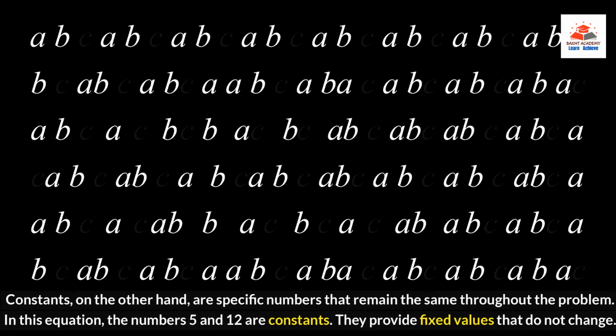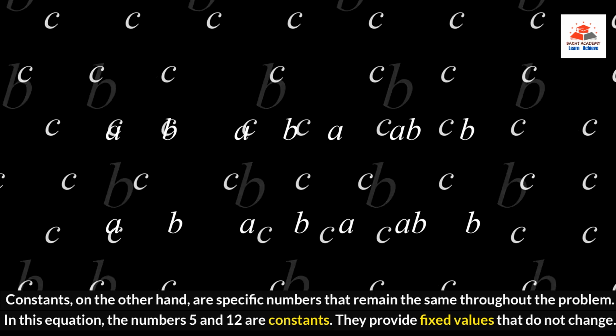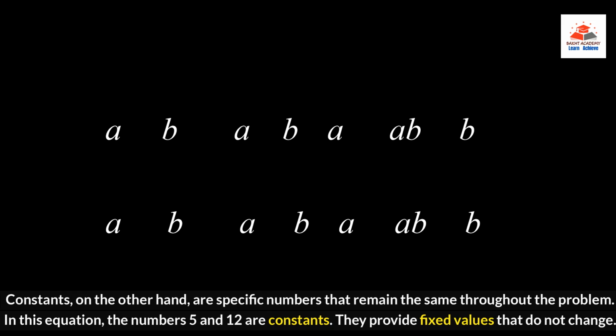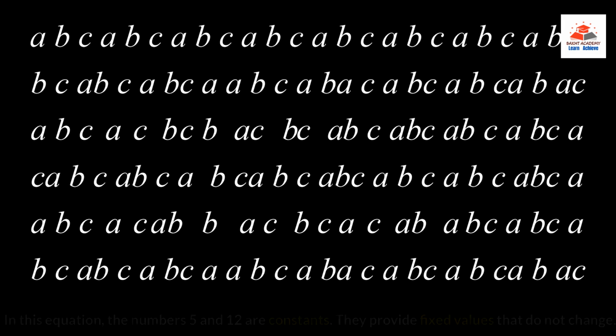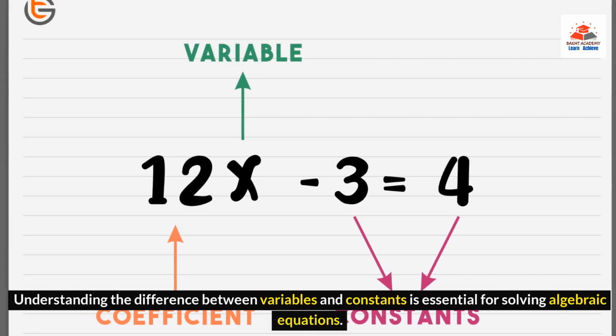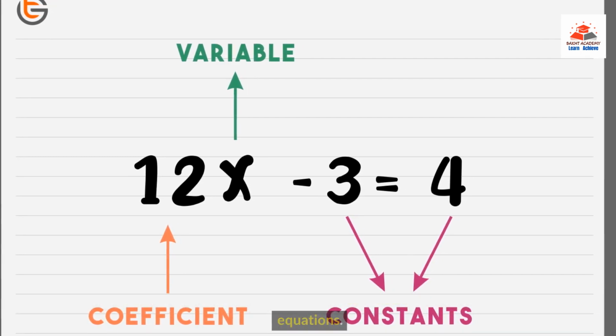Constants, on the other hand, are specific numbers that remain the same throughout the problem. In this equation, the numbers 5 and 12 are constants. They provide fixed values that do not change. Understanding the difference between variables and constants is essential for solving algebraic equations.